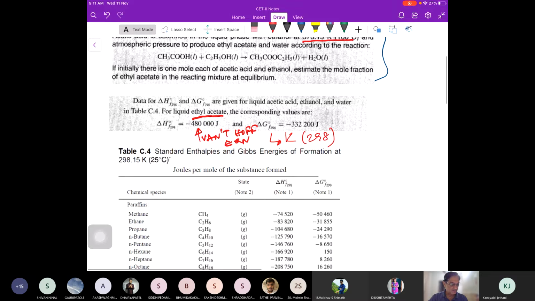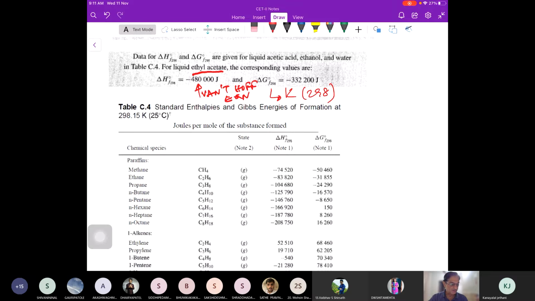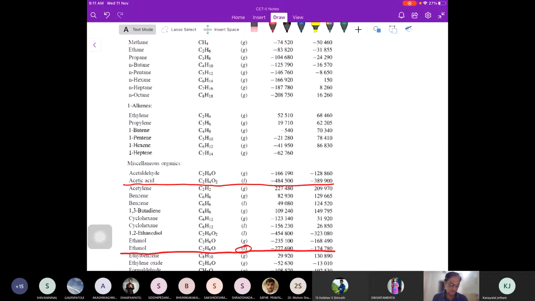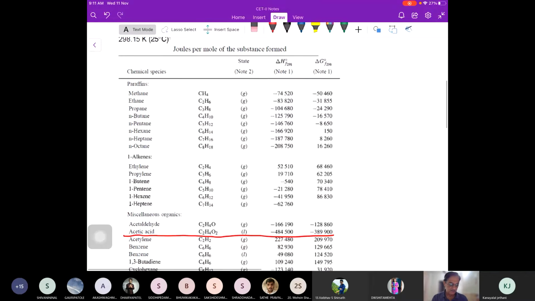Okay. So this is table C-4, and we have seen the values for acetic acid, heat of formation is this, and free energy of formation is this. Note down, heat of formation of acetic acid is minus 484,500, and free energy of formation of acetic acid is minus 389,900.